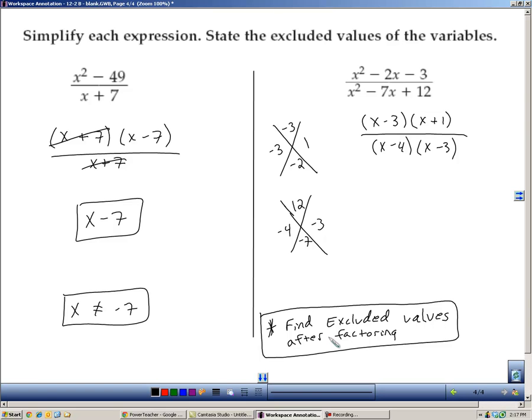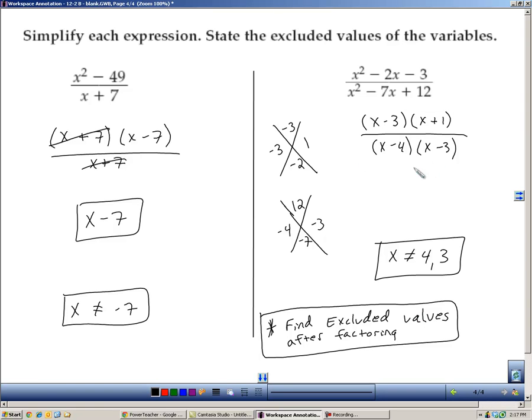Here's where I want you to find the excluded values. And the reason is this. It's really hard for me to tell what my excluded values are when it's a trinomial, but it's a lot easier after I factor. Hopefully you can look now and say, what minus 4 is 0? Well, the answer is positive 4. So x cannot be positive 4, and x could not be positive 3. Those are the excluded values. I use the not equal to show that they should not equal those values.